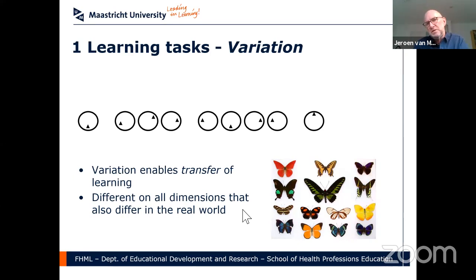For learning tasks, it's the same thing. Each patient is unique, but in order to be able to treat or diagnose a new patient, it is necessary that you have a lot of experience with many different patients. That allows you to develop the knowledge that is necessary to deal with new patients. So summarizing, the learning tasks in an educational program must be representative for the tasks that you encounter in the real world. Variability or variation is a key requirement to the learning tasks.